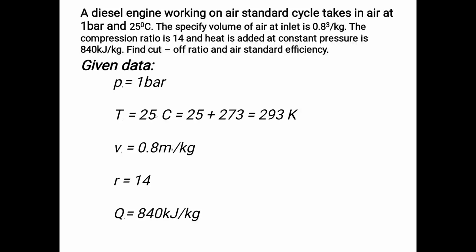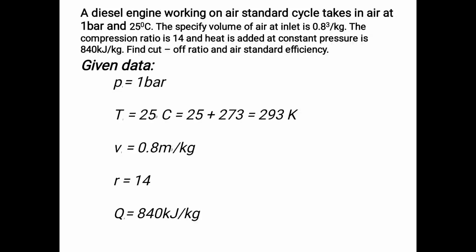Then problem: a diesel engine working on an air standard cycle takes in air at 1 bar and 25 degrees centigrade. The specific volume of air at inlet is 0.8 meter cube per kilogram. The compression ratio is 14 and the heat added at constant pressure is 840 kilojoule per kilogram. Find out the cutoff ratio and the air standard efficiency.